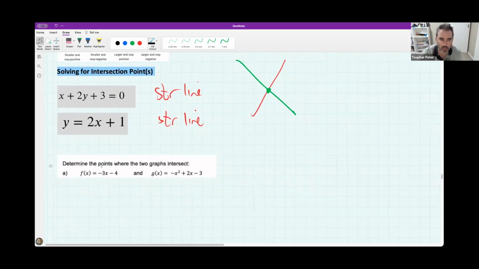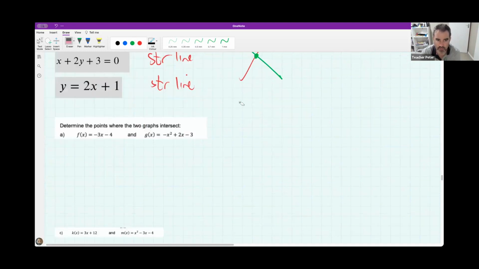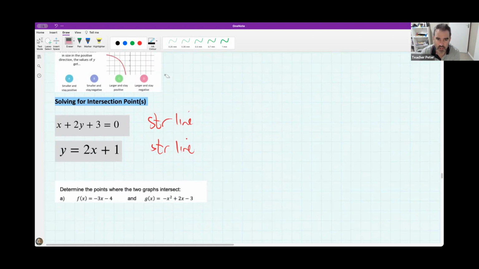So what I want us to do is I'm going to do the first one, the straight line one, and then you're going to do the second one. So let me just show you how we do that. Whenever you want to find the place where there are intersection points, where two functions meet, all you want to do is solve them simultaneously. So really, you treat it as a simultaneous equation to find intersection points.